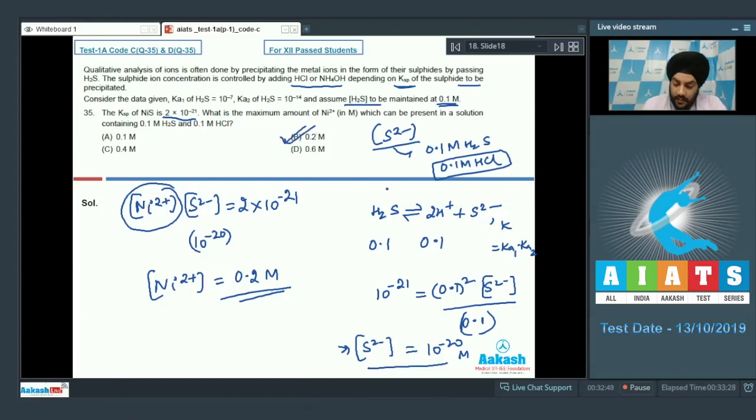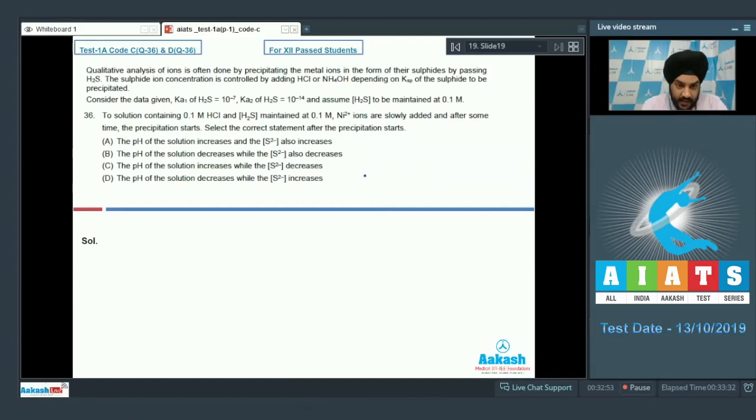Let us look at the next question now. Question number 36. To a solution containing 0.1 molar HCl and the H2S concentration maintained at 0.1 molar, the Ni2+ ions are slowly added and after some time the precipitation starts. Select the correct statement about this precipitation. If we talk about the net reaction happening in this system, students, we have Ni2+ ions which are slowly added. They react with the H2S to give us NiS and 2H+.